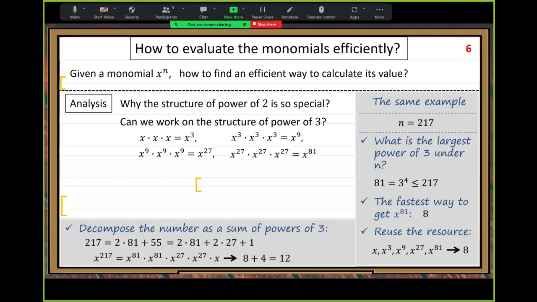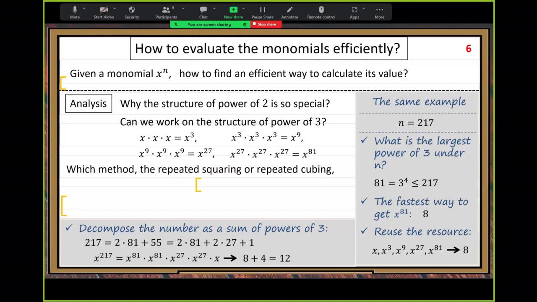Try to understand, because in the first programming project, I asked you to implement these 2 techniques for monomial calculation. So any question so far? Try to understand.